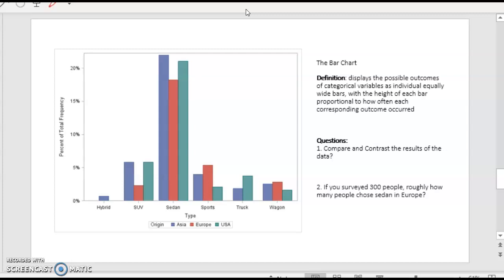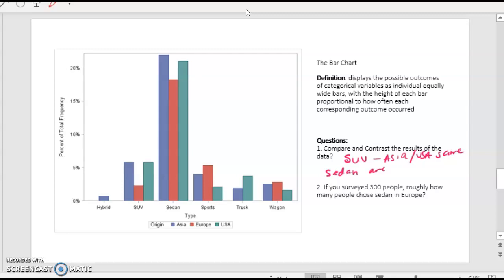So for comparing and contrasting the graph, you want to talk about what similarities you see and what differences you see. In this case, I see that for SUVs, Asia and the USA have the same percentage. So Asia and USA have the same percentage of SUVs. For the differences, I might talk about how sedans overall are way greater than any other car.